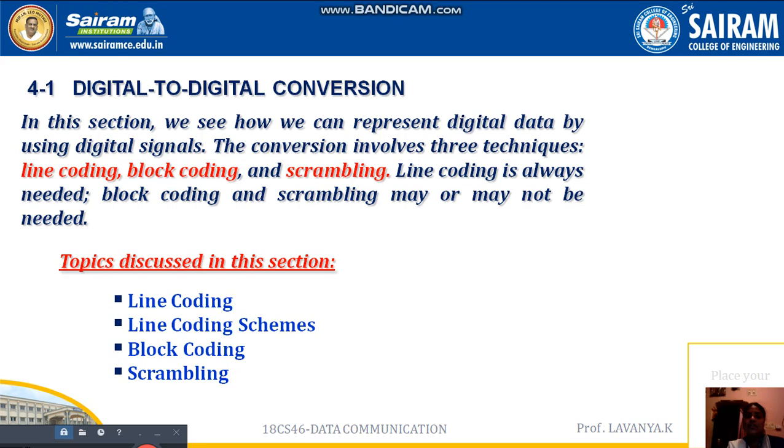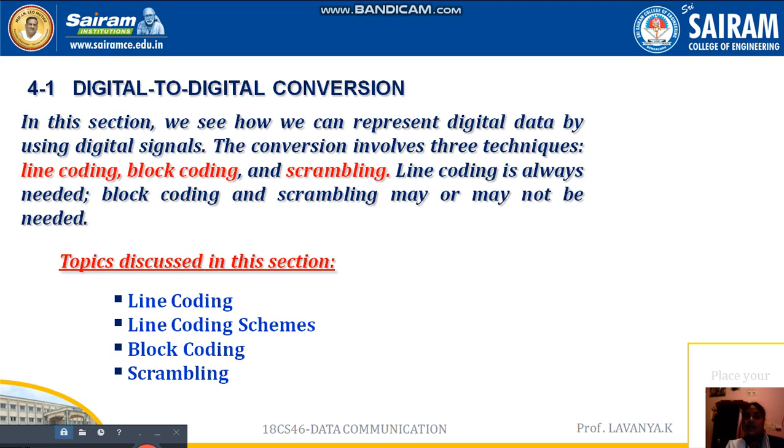In digital to digital conversion, the digital data is represented by digital signals. Whatever digital data we send, finally it is displayed in the form of digital signals. Here the digital data may be zeros and ones, and those zeros and ones finally produce the signals in the form of digital signals.